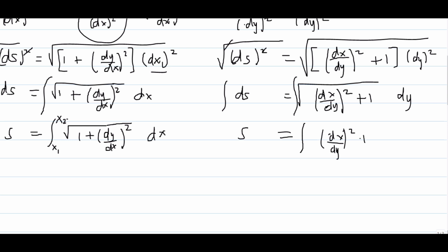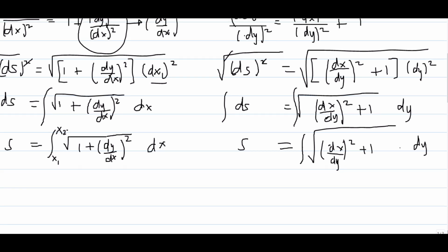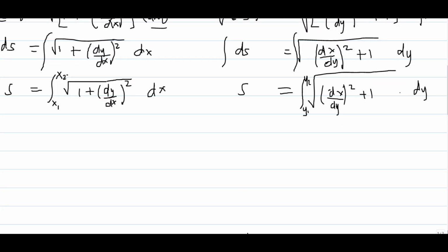Then we have squared here, then plus 1, or the square root of the quantity of dx over dy squared plus 1. Then we have dy here. Since our change in curve is with respect to dy, our limit values are in y values. So we indicate y sub 1 and y sub 2.